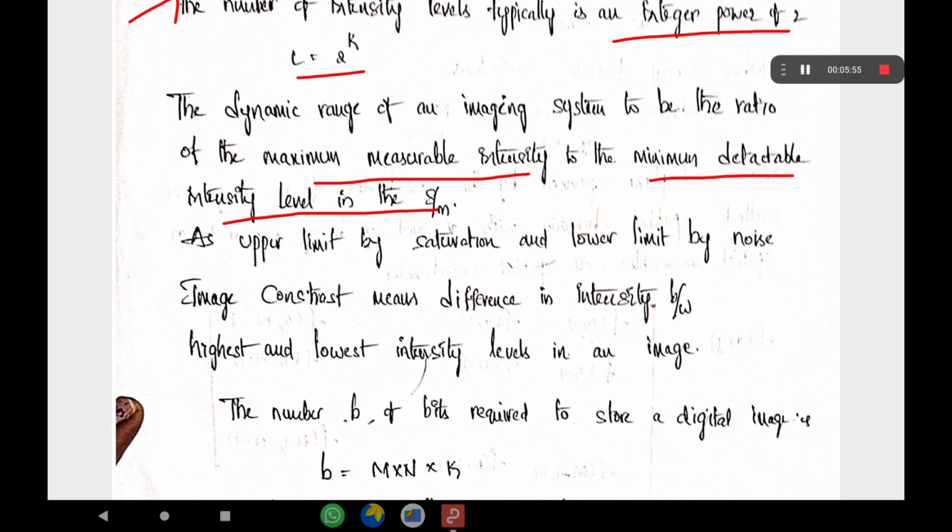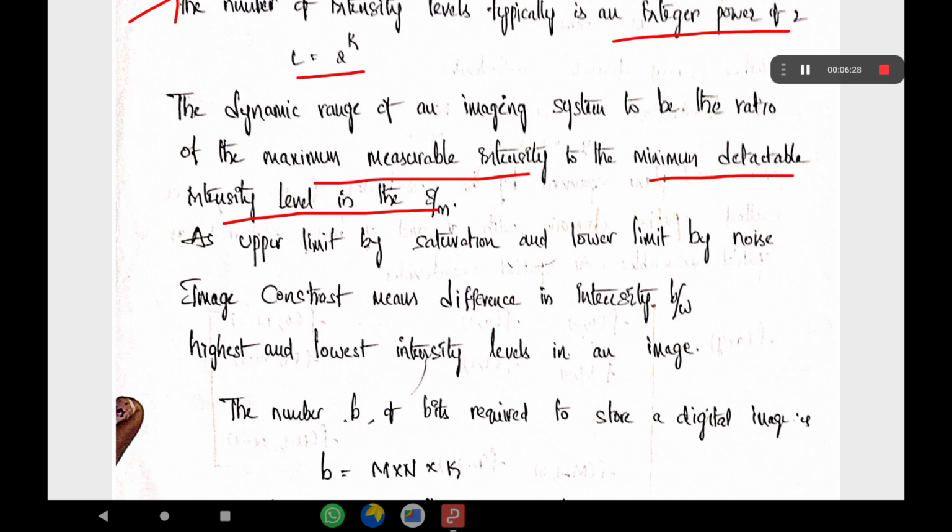Image contrast is the difference between the highest and lowest intensity levels. That means the difference between the highest value in the image and the lowest value in the same image is called contrast.